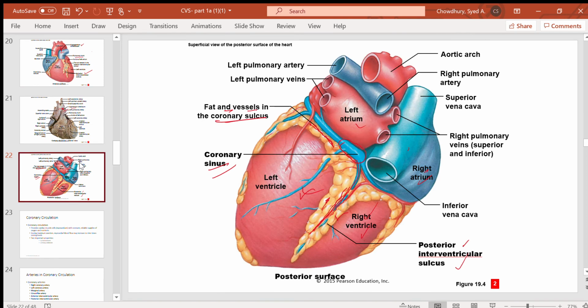Coronary sinus is important because most of the veins, you see, this is called the great cardiac vein, this vein, most of the veins of the wall of the heart drain blood to the coronary sinus. That's why it is wide, because it receives blood from almost all the small veins that bring the deoxygenated blood from the wall of the heart or heart muscle.